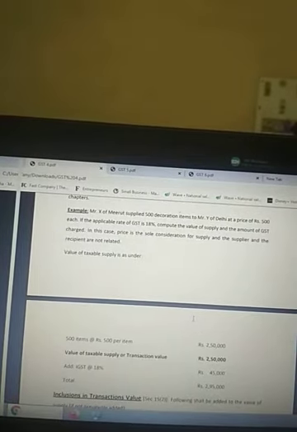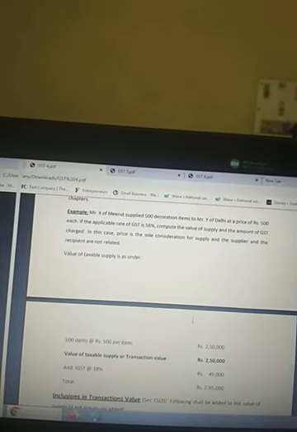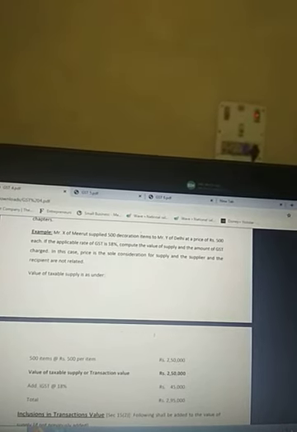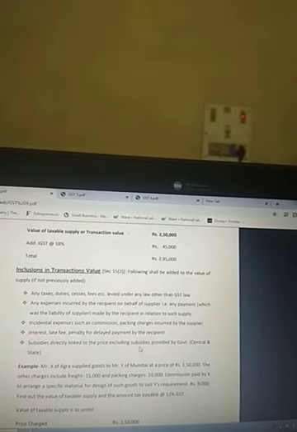For example, Mr. X of Meerut supplied 500 decoration items to Mr. Y of Delhi at the price of 500 each. If the applicable rate of GST is 18%, compute the value of supply and the GST to be charged. In this case, price is the sole consideration for the supply. The supplier and the recipient are not related. The value of taxable supply is as under: 500 items at the rate of 500 per item is equal to 2,50,000. The value of taxable supply under the transaction value is 2,50,000. IGST at 18% is equal to 45,000. Total value 2,95,000.